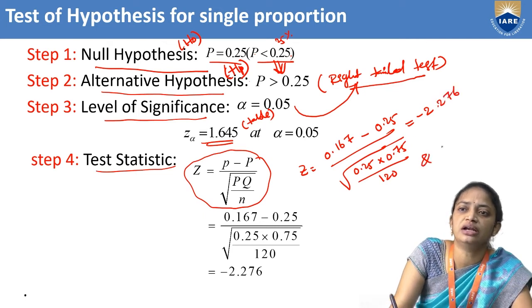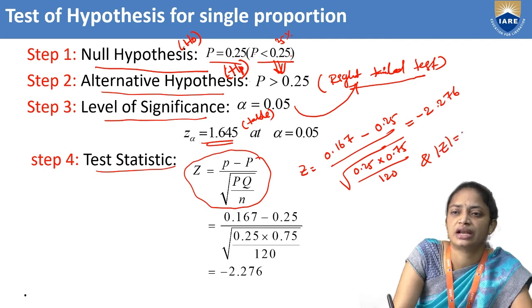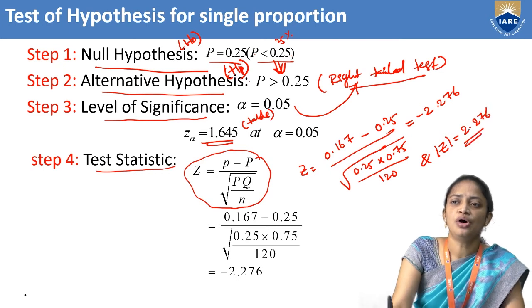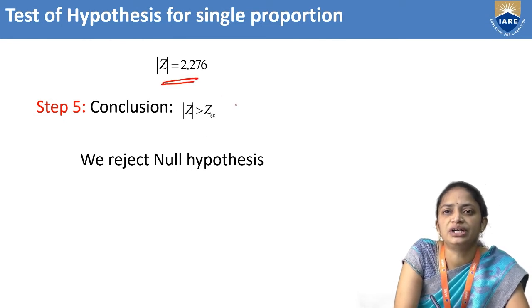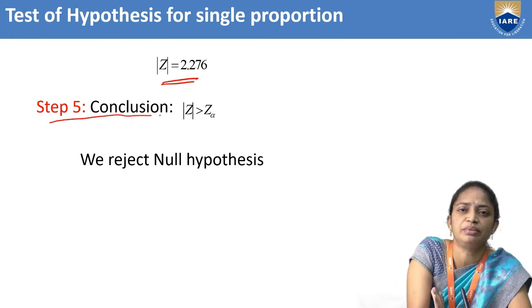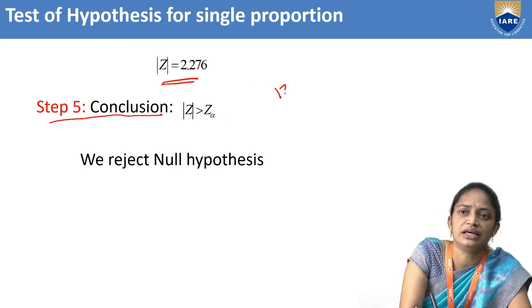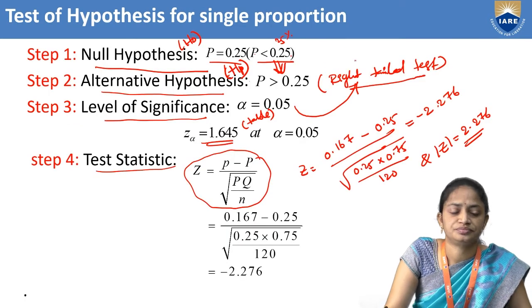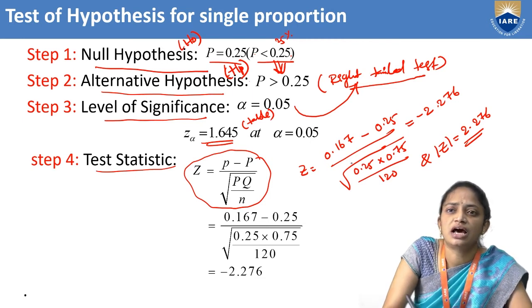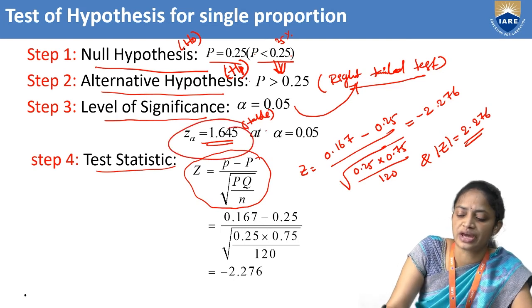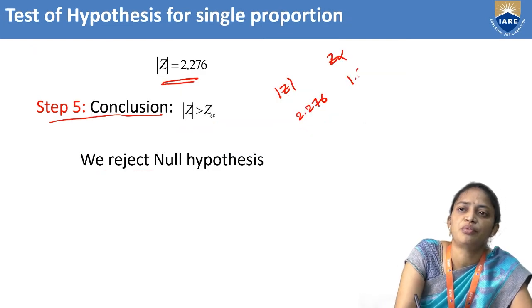But we need mod Z, so we have to convert it into positive. That's why mod Z equals 2.276. Our last step is the conclusion. So mod Z is 2.276, and what is the Z alpha value here? Z alpha value is 1.645.